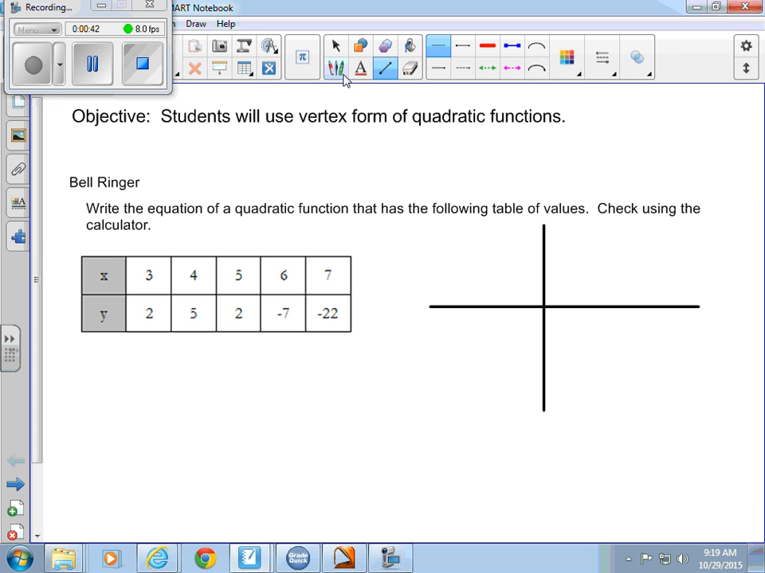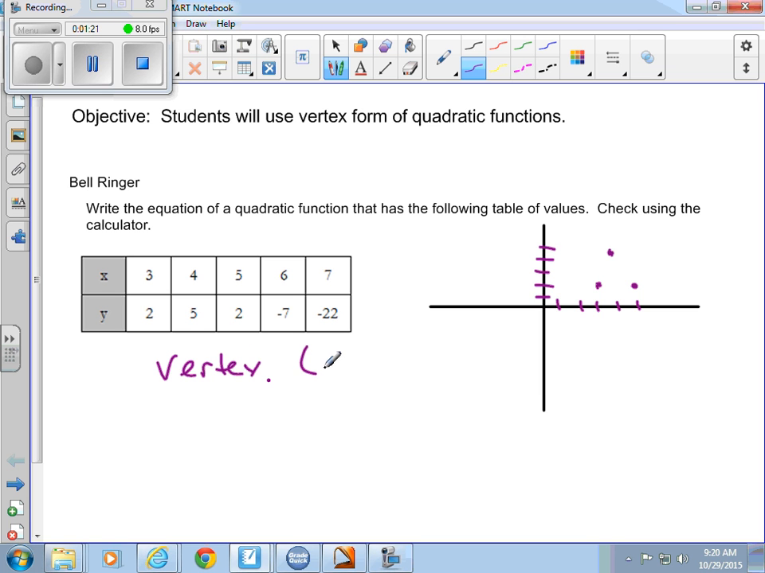Okay, so I have the point 3, 2. I have the point 4, 5. I have the point 5, 2. I think I could stop there. Why do I think I could stop there? I see the peak of the vertex, right? I went up and went back down. And that's really the whole point of drawing it, was to find the vertex. So I know that vertex is at 4, 5.